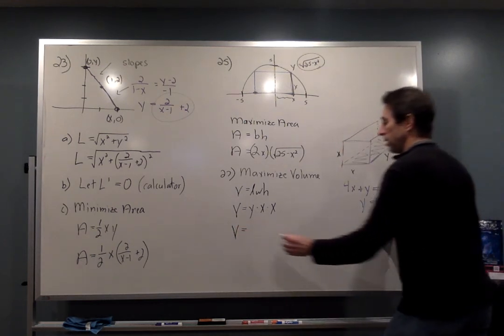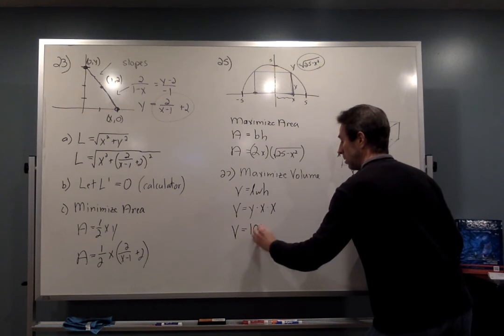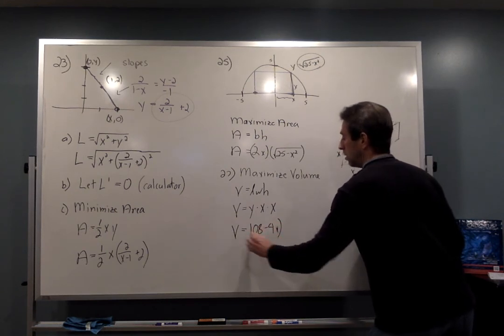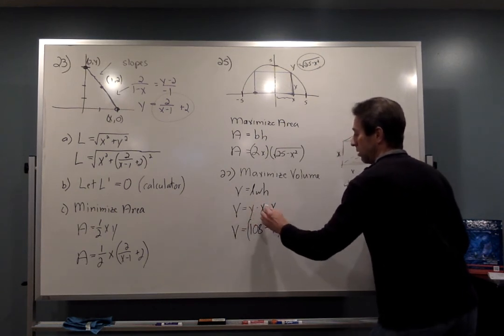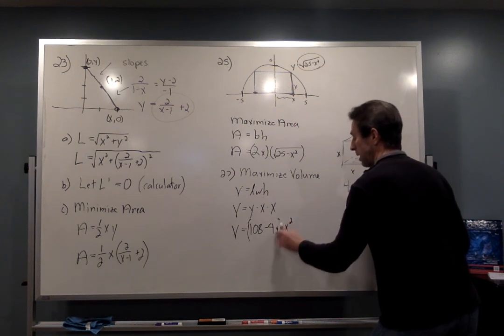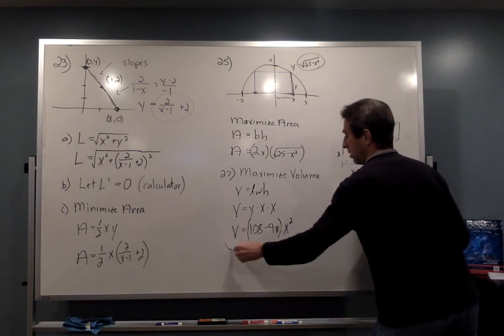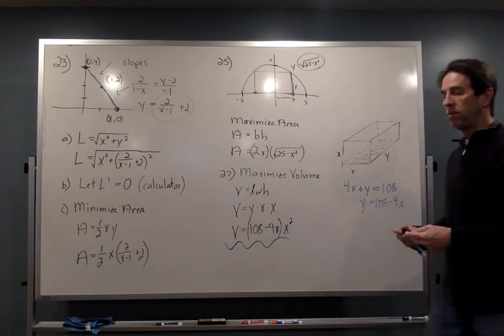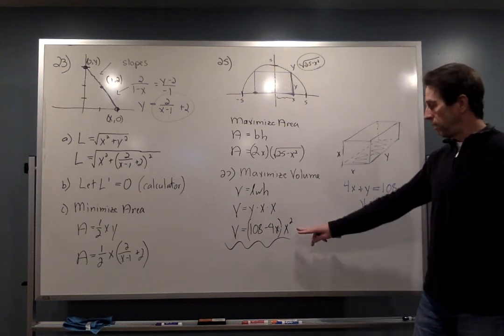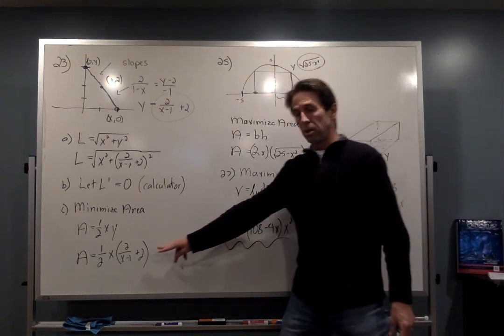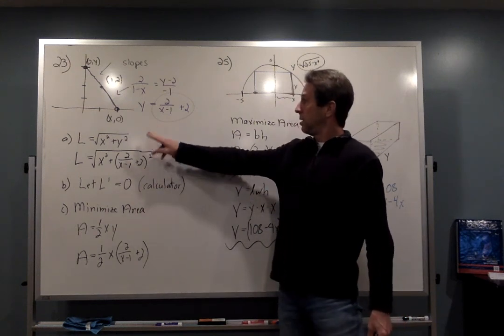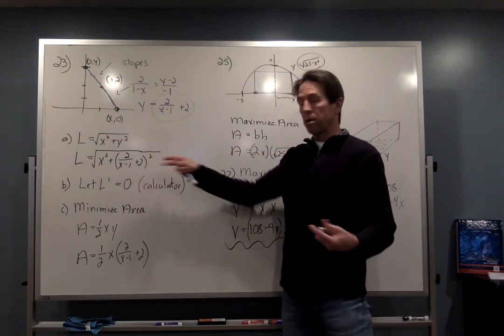So we have 108 minus 4x. That's the length. The width and height are still both x, so I'll make that x squared. Then there we are again. Find the derivative, set it equal to 0. Very simple derivative. So it's a little bit more complicated. Very complicated, so we're going to use our calculator.